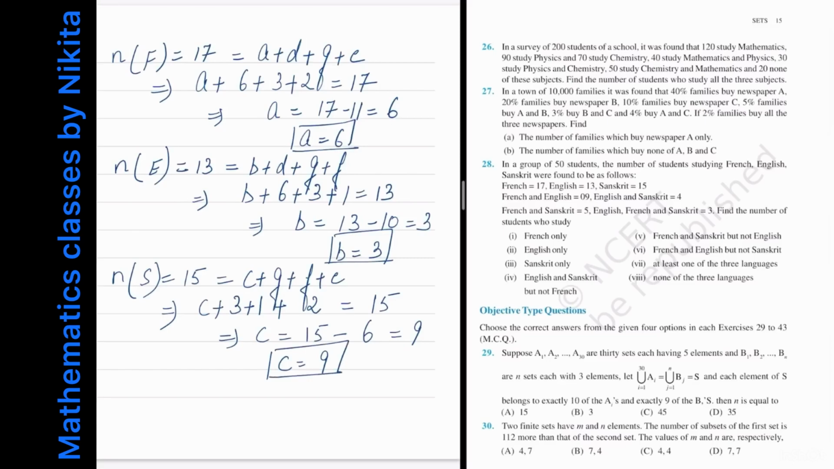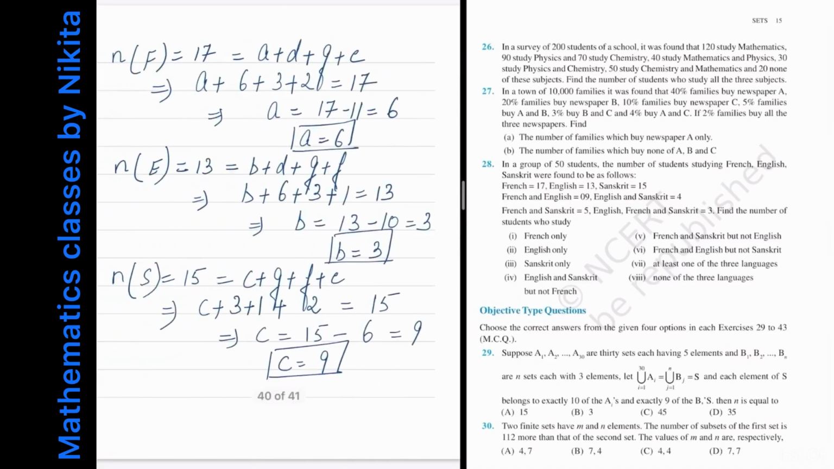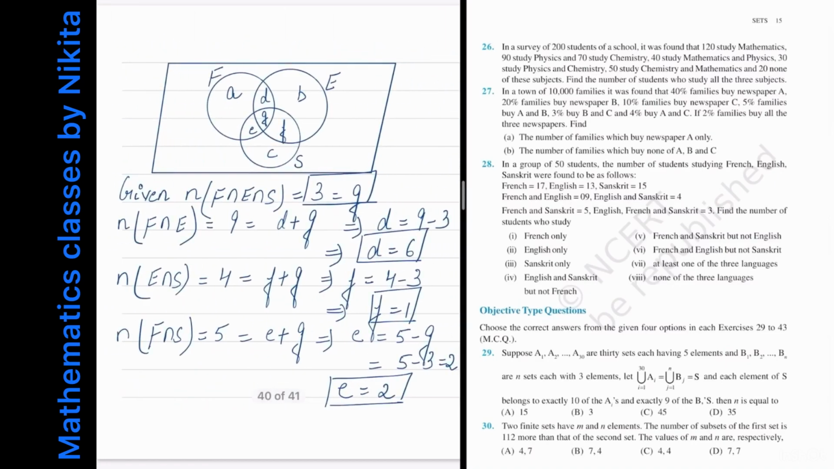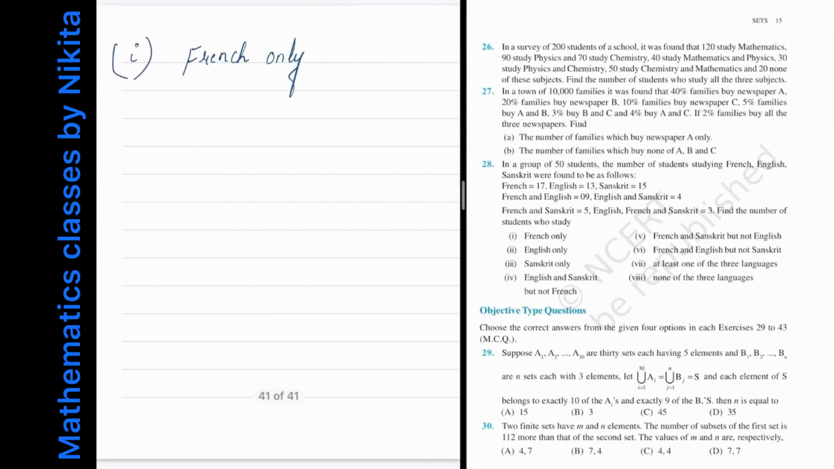Now let's find each part. So the first part says French only. So French only के अंदर आपको क्या find करना है? See the Venn diagram again. French only means you have to find A. ठीक है, the value of A, which is given to be 6. We have found this. Okay, so French only, that means you have to find small a, and we know that small a is equal to 6.